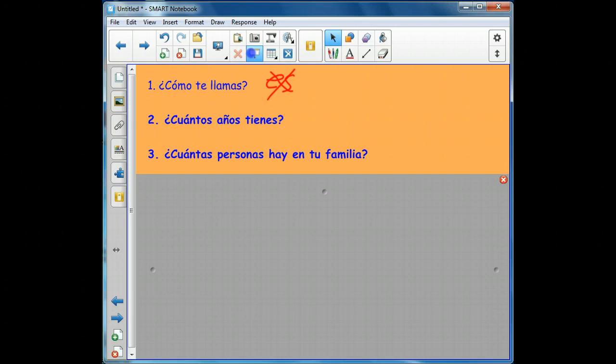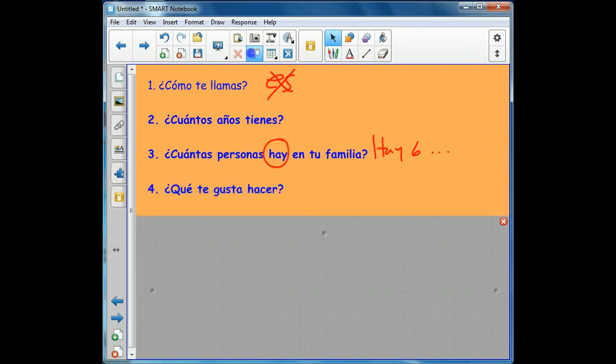Did you say hay 4 personas en mi familia? Did you say hay 3 personas en mi familia? If you did, that's the right answer. I would answer hay 6 personas en mi familia. Mi familia es muy grande. Here's that keyword: hay. There is or there are.